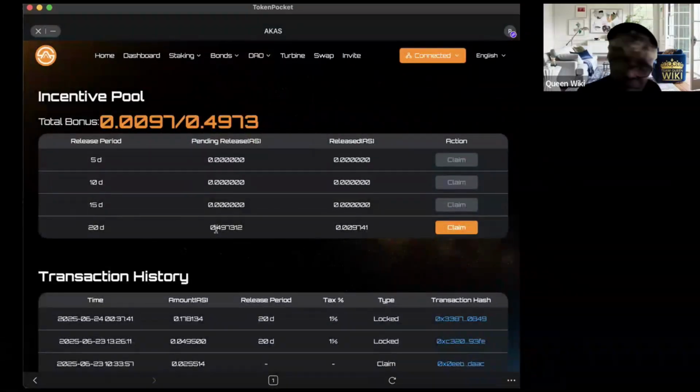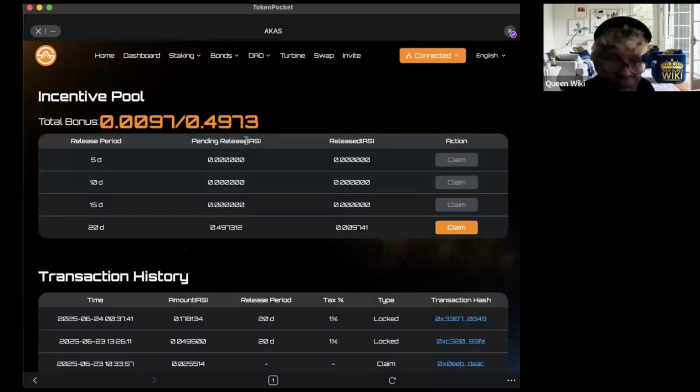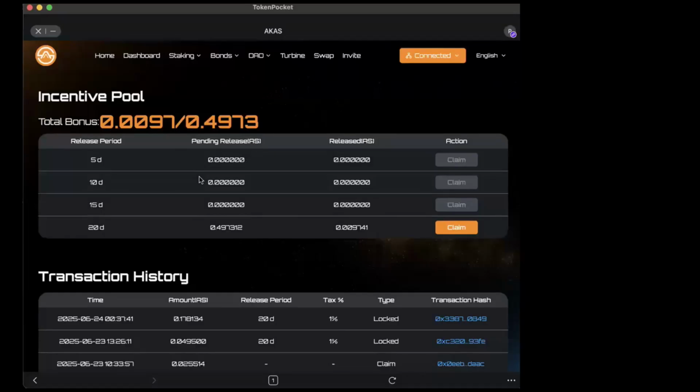So we all can see here the release period: 5, 10, 15, 20 days. The pending release over here will be written as well, and the release AS will be shown here. So what we can do is claim the release AS token.